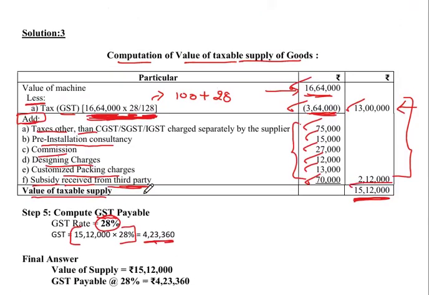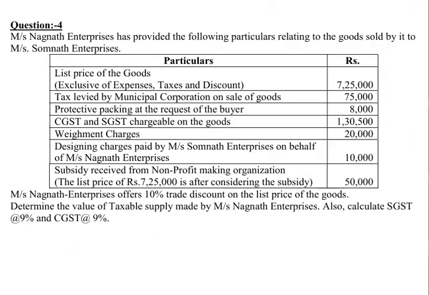Let us solve the last question for this value of supply also. The fourth question: Ms. Nagnath Enterprises has provided the following particulars relating to the goods sold by it to Mrs. Somnath Enterprises. Particulars and amount column is given. List price of the goods is how much? 7,25,000. So this is the exclusive.